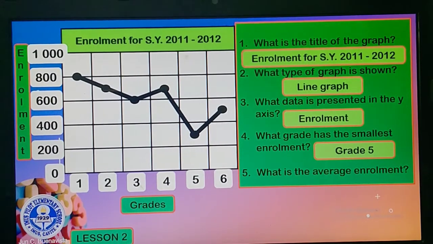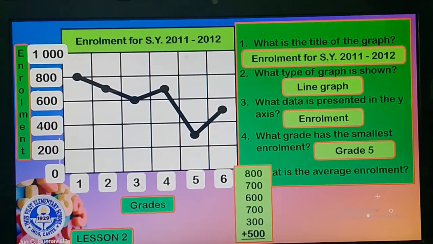So now, we're going to start from grade 1. How much is grade 1? 800. Grade 2, 700. Grade 3, 600. Grade 4, 700. Grade 5, 300. And grade 6, 500. Then, we're going to sum it up.